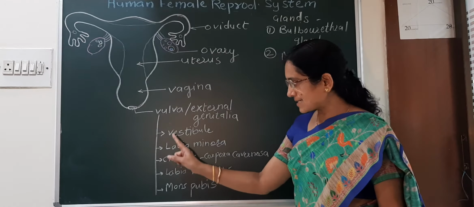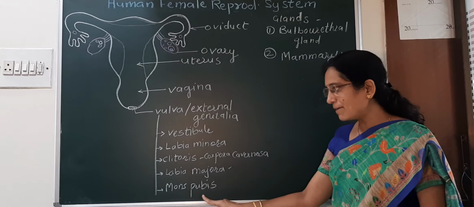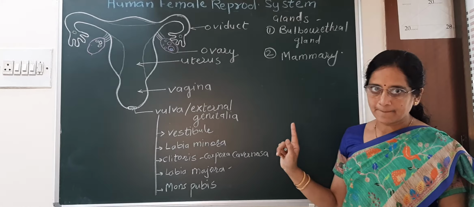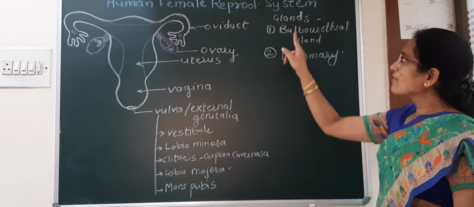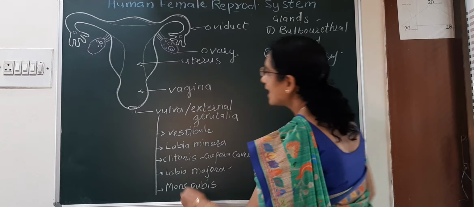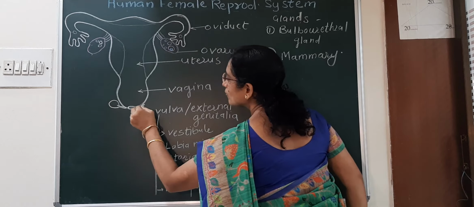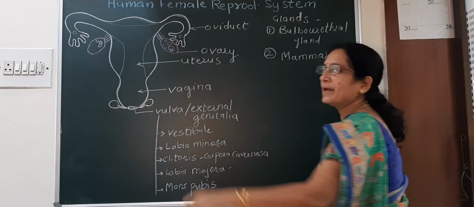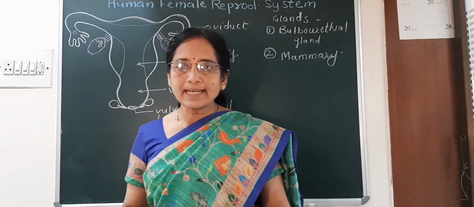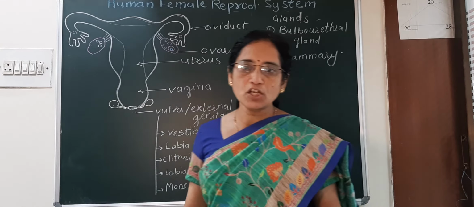So these parts, vestibule, labia minora, clitoris, labia majora and mons pubis, are the parts of the vulva or external genitalia. Now the two glands I told you about. The first gland is the bulbourethral gland. Where is this gland? It is present at the opening of the vulva. This pair of glands is called the bulbourethral gland, and it opens into the vestibule.